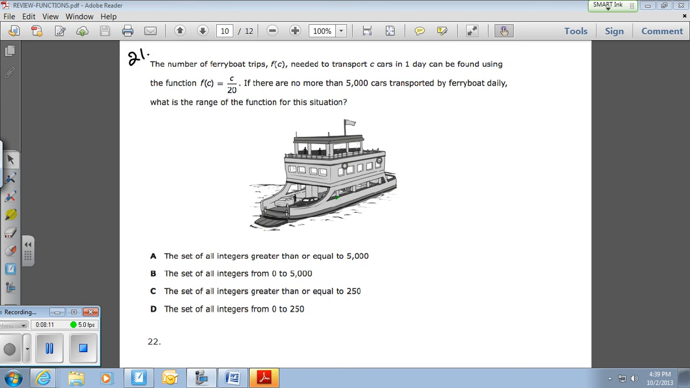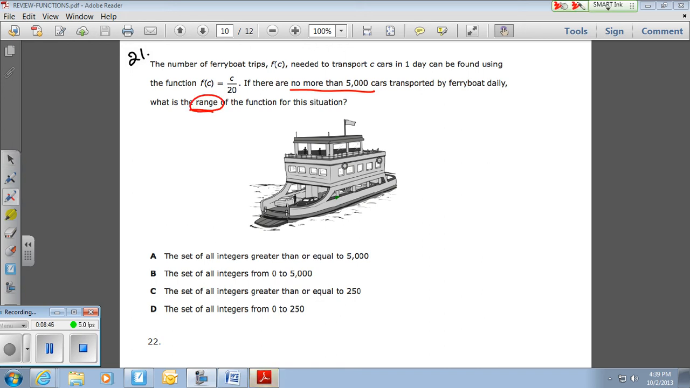All right, number 21. Let's read the question first. The number of ferry boat trips, which is represented with the function f of c, needed to transport c cars, so we know that c is the number of cars, in one day can be found using the function f of c is equal to c over 20, so the number of cars divided by 20. If there are no more than 5,000 cars transported by ferry boat daily, that's key information, no more than 5,000 cars, what is the range of the function?